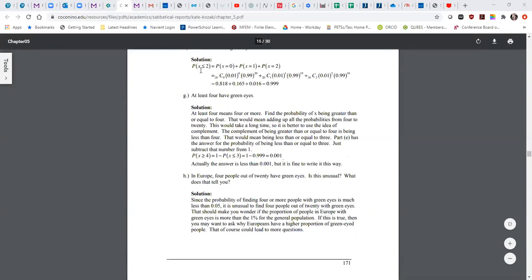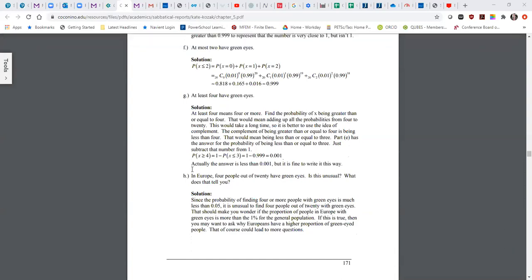So for example, if you're looking for less than 2, you need to add probability x equal to 0, probability x equal to 1, and probability x equal to 2. Okay. So also, if you're looking for at least 4 have green eyes, at least means greater than or equal to 4, right? So it's the same thing as subtracting from 1 the probability of x less than or equal to 3.